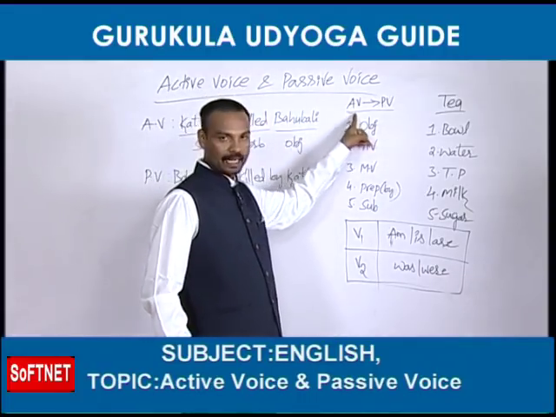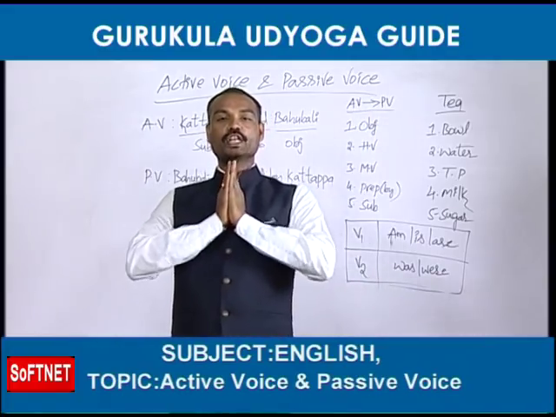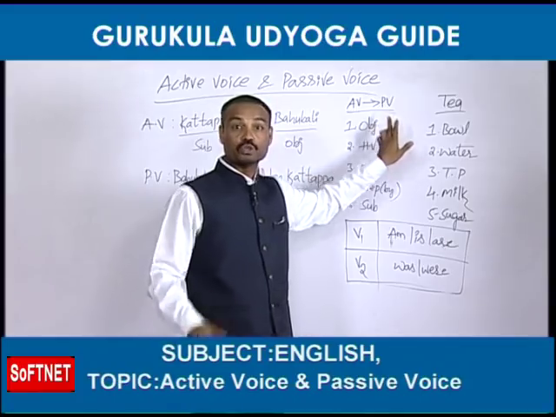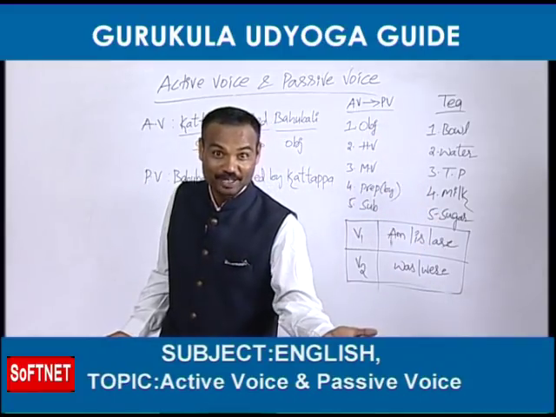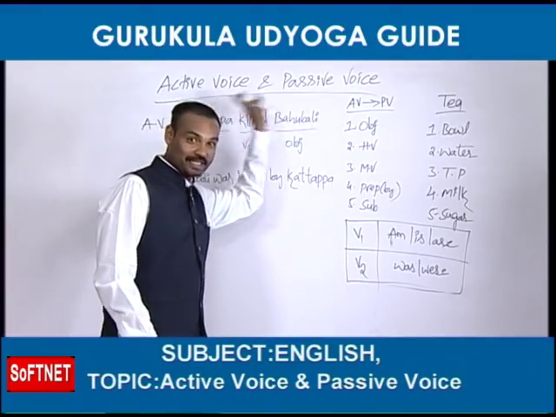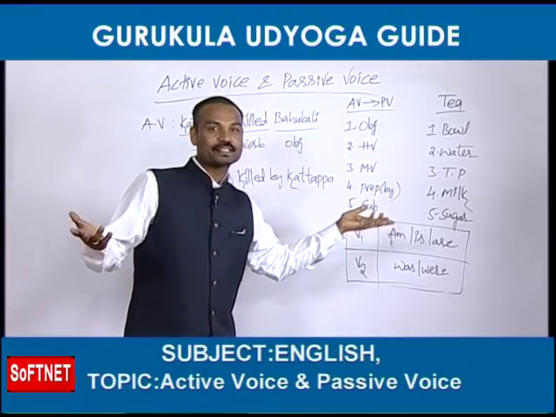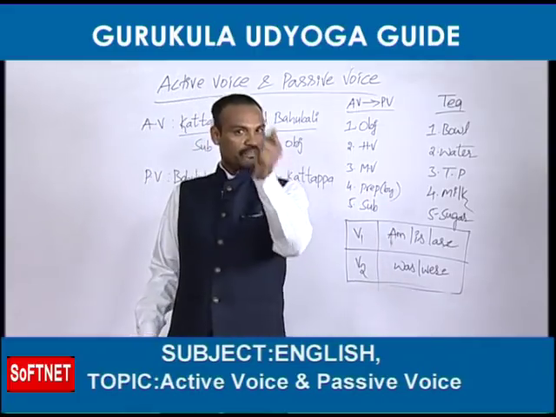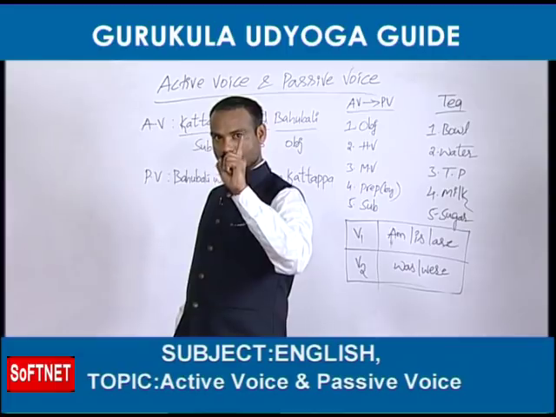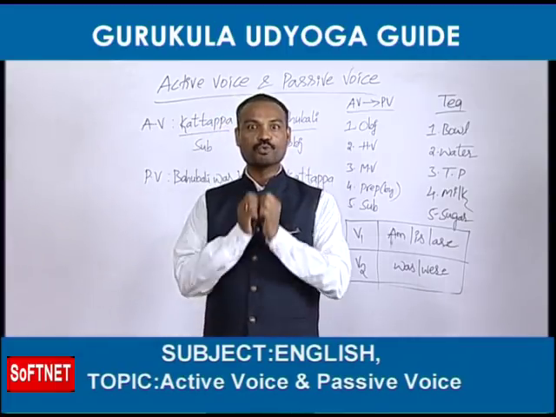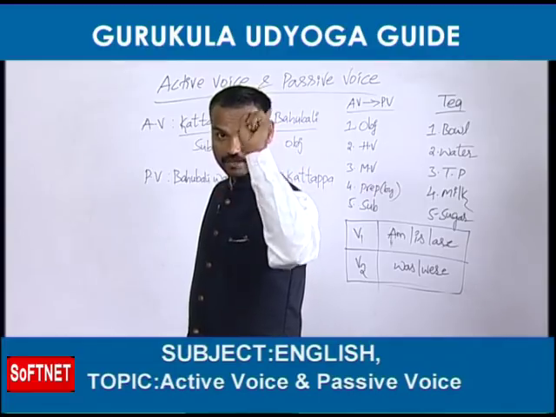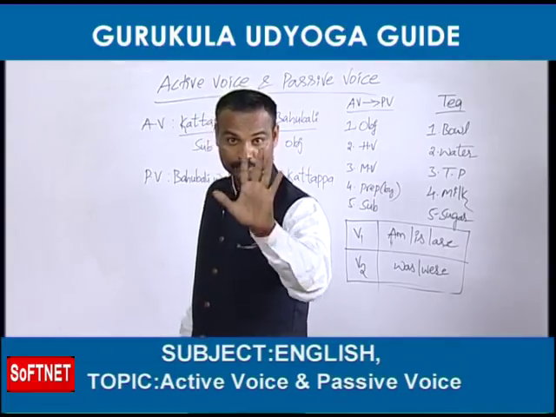To change active voice into passive voice also, we need 5 items. AV means active voice, PV means passive voice. Don't think AV means Annavaram, PV means Polavaram. Why do you think like that? I have already mentioned it here. AV means active voice, PV means passive voice. So for preparation of tea we need 5 items, and to change active into passive also we need 5 items. Don't forget.